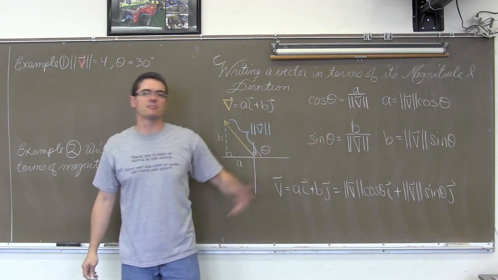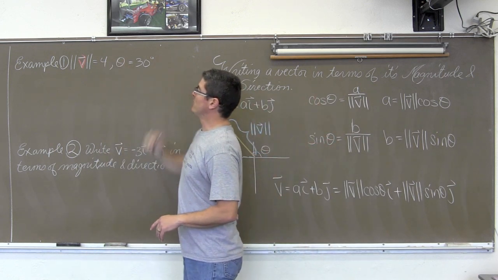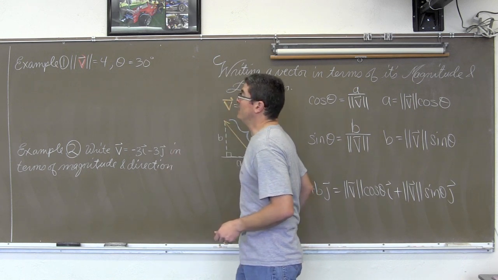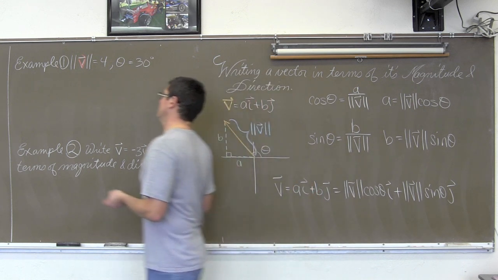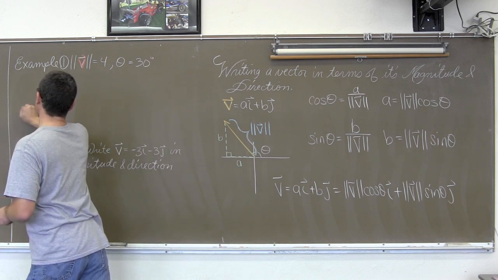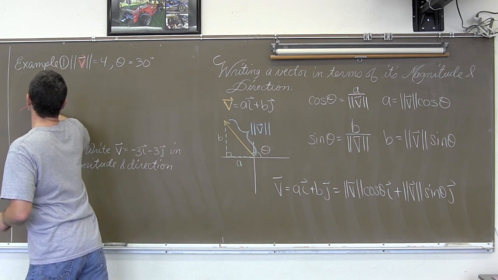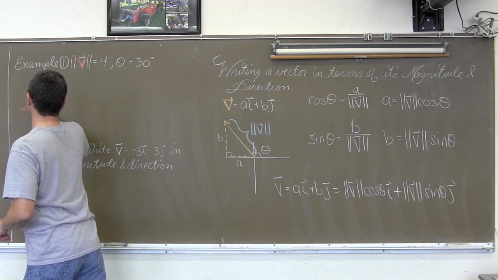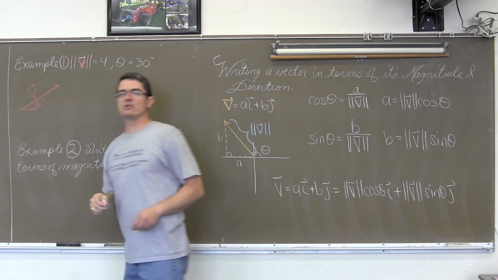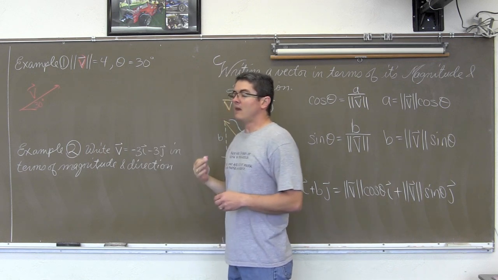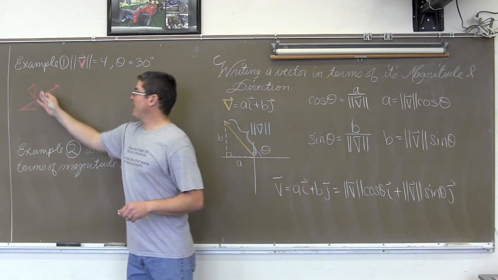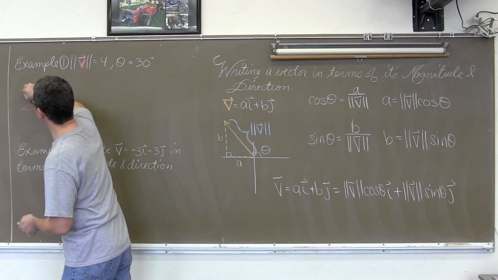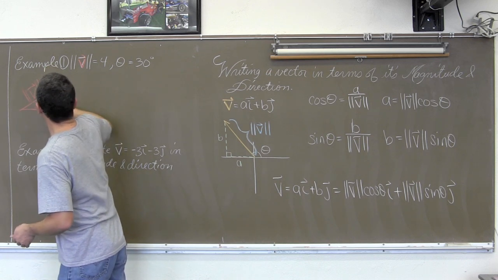Okay, let's actually put these into practice. Our example: vector v has a magnitude of 4 and a direction of 30 degrees. So let's sketch this out. It looks something like this. There's vector v, and there is a direction of 30 degrees. Now, from that magnitude and direction, let's write that down. The magnitude of v is equal to 4.